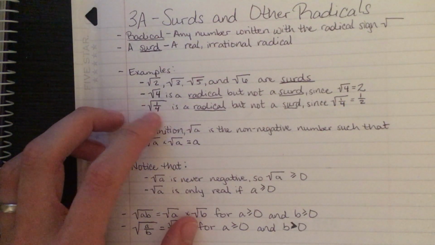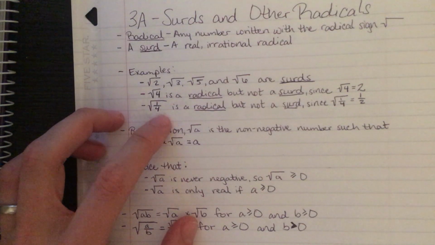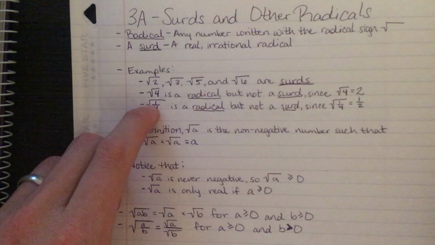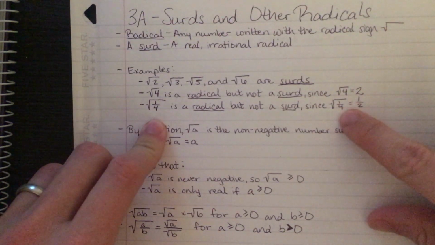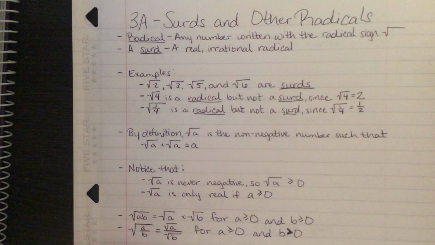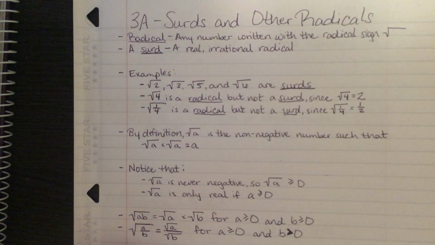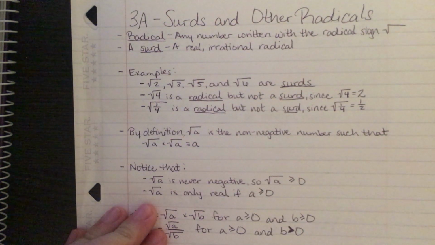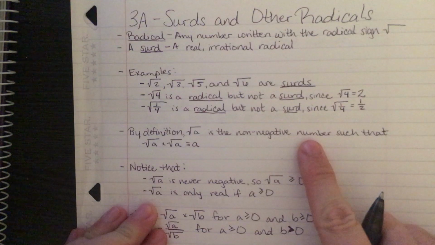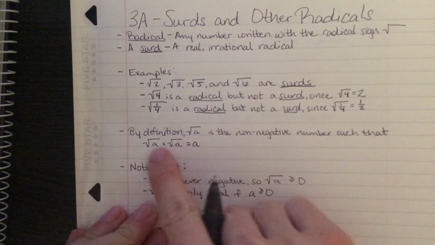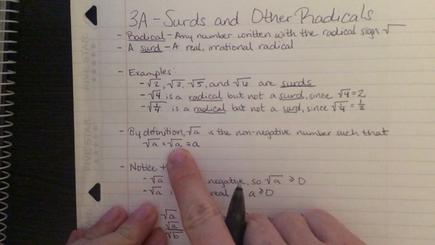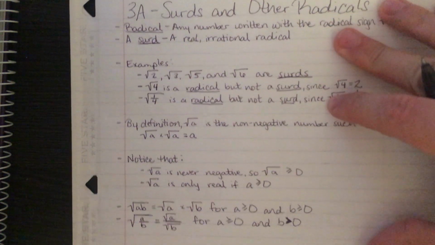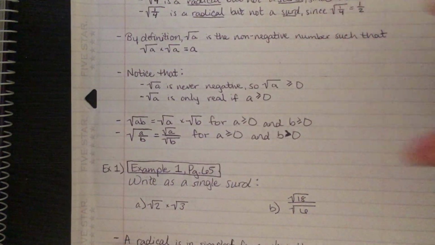So the square root of 1/4 would be a radical, but it also would not be a surd, because if you take the square root of 1/4, square root of 1 gives you 1, square root of 4 gives you 2, it would just be 1/2. Now, as a reminder, for the square root of a here, when we're talking about radical a or the root of a, it's a non-negative number such that if you multiply those two square roots together, it's going to give you that value. And a couple of things to quantify here.